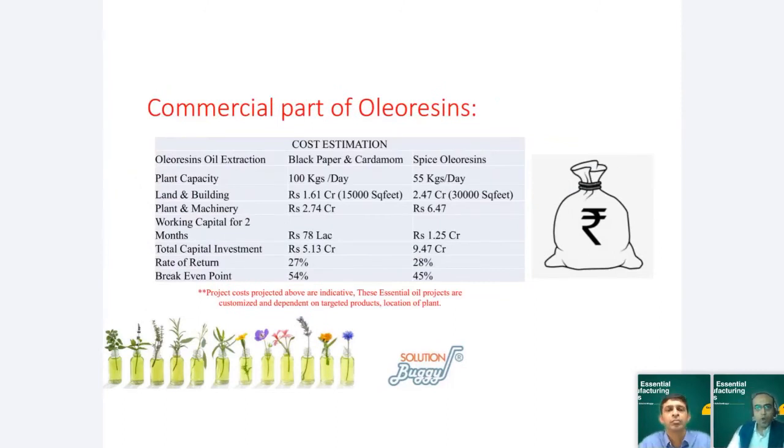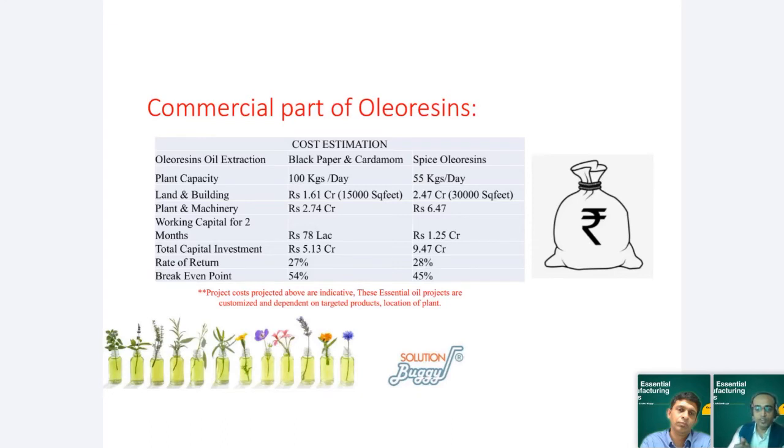Now coming to oleoresin extraction commercially. The spice oleoresin content is not a huge process, but a very minute one, where the extraction is less than 5%. For black pepper and cardamom, a 100 kg product per day plant will cost around 5.13 cr, including land and building of 1.61, plant and machinery of 2.74, and break-even is around 54%, and rate of investment return is around 27%.